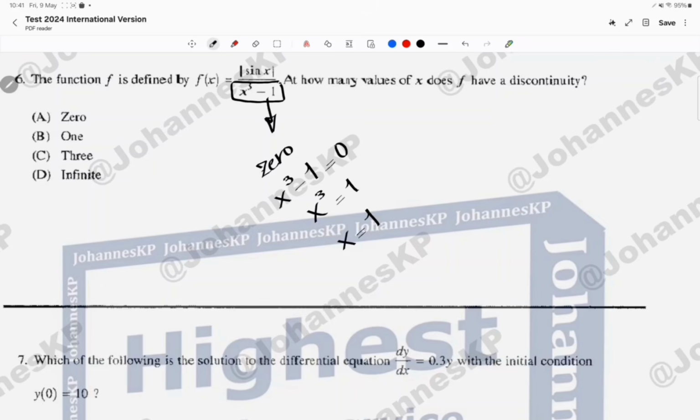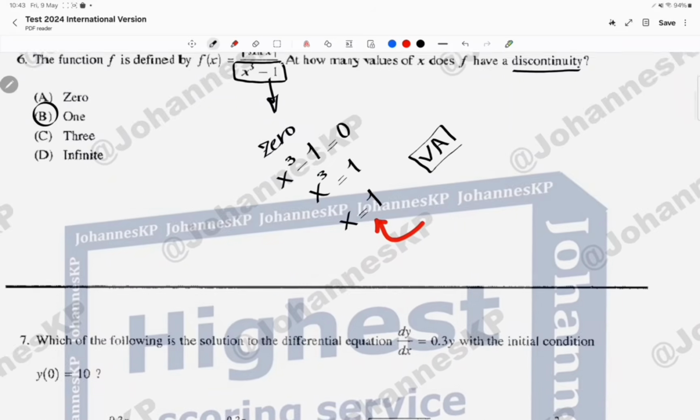That means if I were to plug in 1 in here, I would get a 0 on the bottom, and that would give me a vertical asymptote. And a vertical asymptote is called a discontinuity. Okay? So we're going to have a single discontinuity at x of 1, which is choice B. All right? Let's move on to question 7.